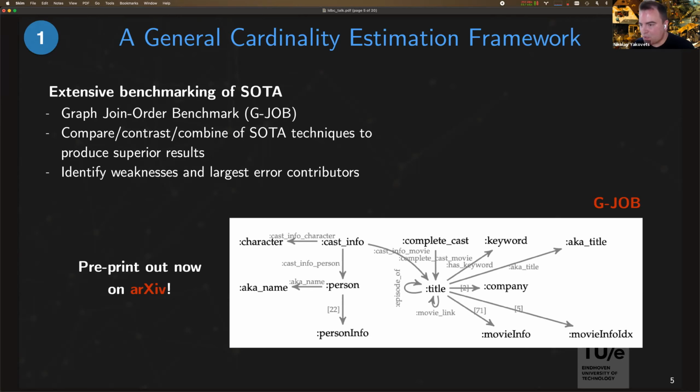For our experiments, we translated the Join Order Benchmark onto the graph domain, so we call this the Graph Join Order Benchmark. We run comprehensive experiments on the state of the art in cardinality estimation to identify what needs to be done so that we finally get accurate cardinality estimates, which concern both topology and data. All right, so that was the first thing. If you're interested, please look at the paper, and we solicit your advice on it as well.